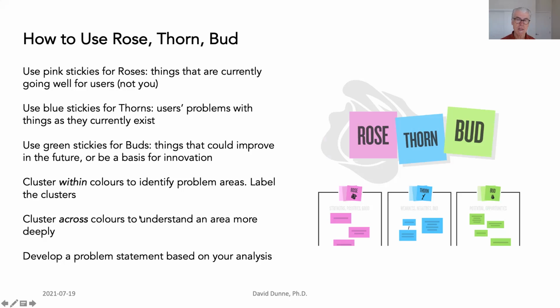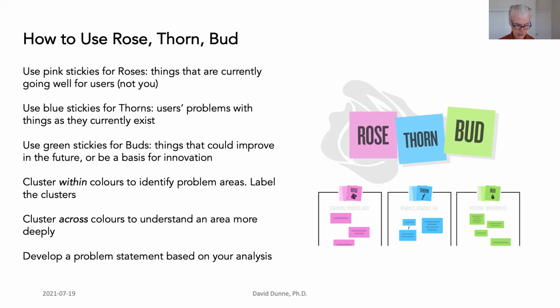Then you can do another stage, and I always find this particularly useful. You can take your stickies of different colors and now look at it across colors. So be prepared to mix pink, blue, and green according to whatever theme you come up with. And then you'll find that if you're looking at some specific areas that might be good for users, they're sometimes good things, sometimes bad things, sometimes potential things. And if you can start to find those, you get quite a lot of insight into a problem by doing it. So from there, you can then work with your team to develop a problem statement based on your analysis.